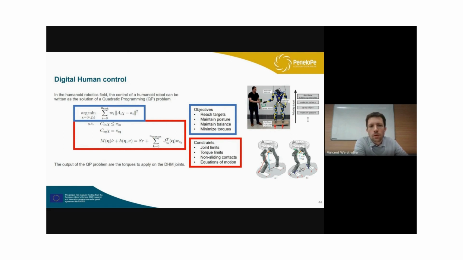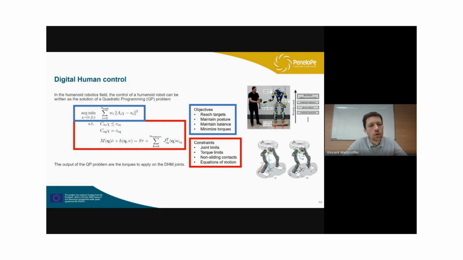And then when you want to minimize these objectives, you also want to keep some constraints. These constraints are relative to the joint limits, so you cannot give joint values that exceed the limits of the robotic system. You also have some torque limits, meaning that the motors of the humanoid robot have some limits. You also have some non-sliding contacts on the ground or on other surfaces.